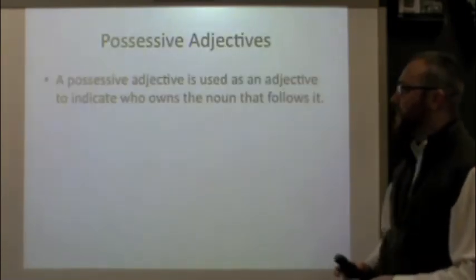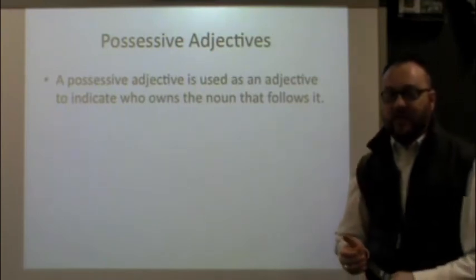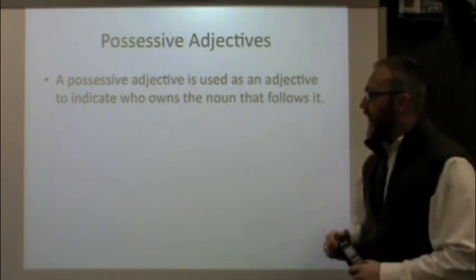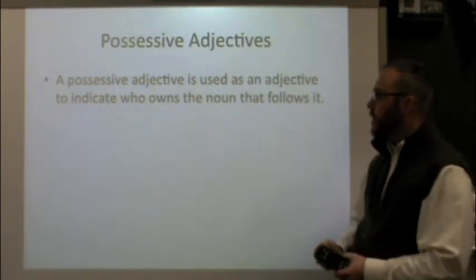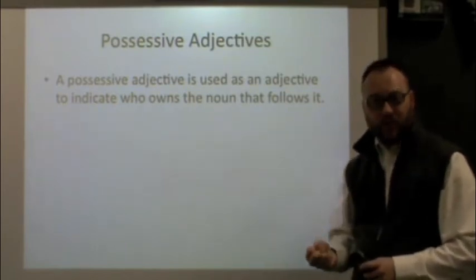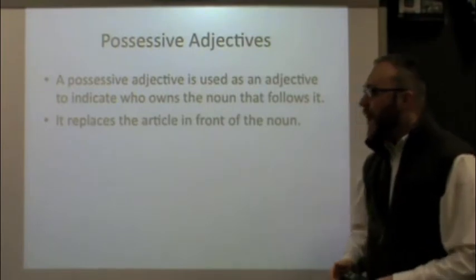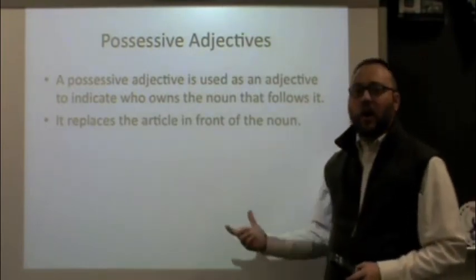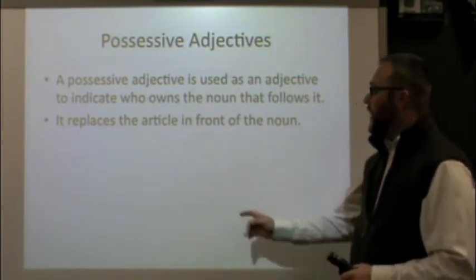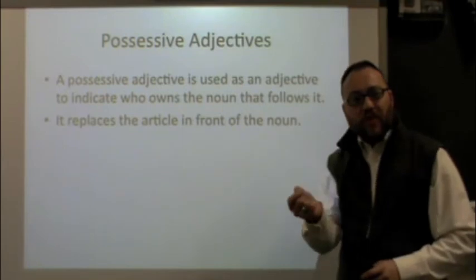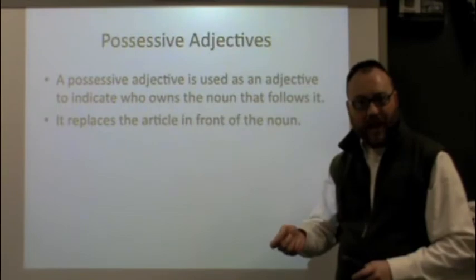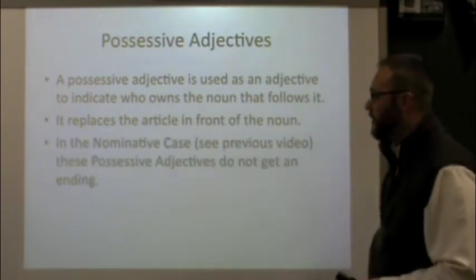So, what are possessive adjectives? A possessive adjective, and we see the word possessive in there meaning possession, is used as an adjective to indicate who owns the noun that follows it. So we're thinking ownership here, possession. And a possessive adjective will replace the article in front of the noun. We talked about articles in the previous video, video 12: the, and a or an, the der, d, or s, with the n as addressed in the previous video.